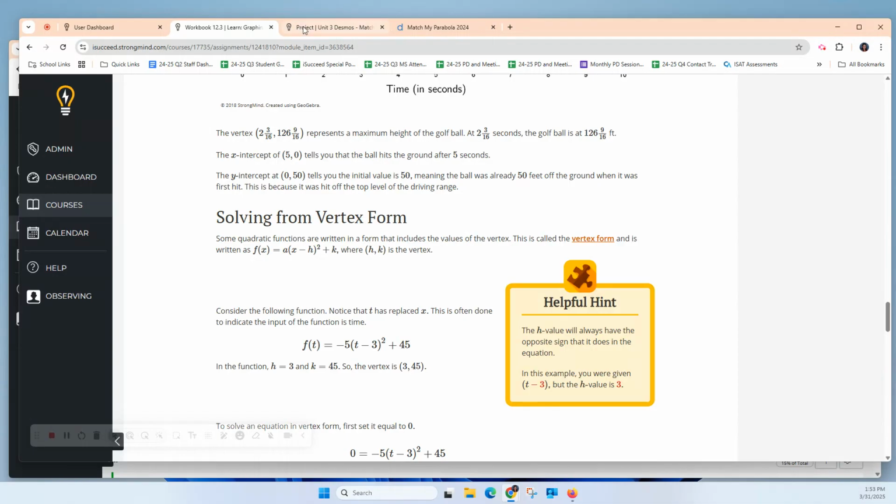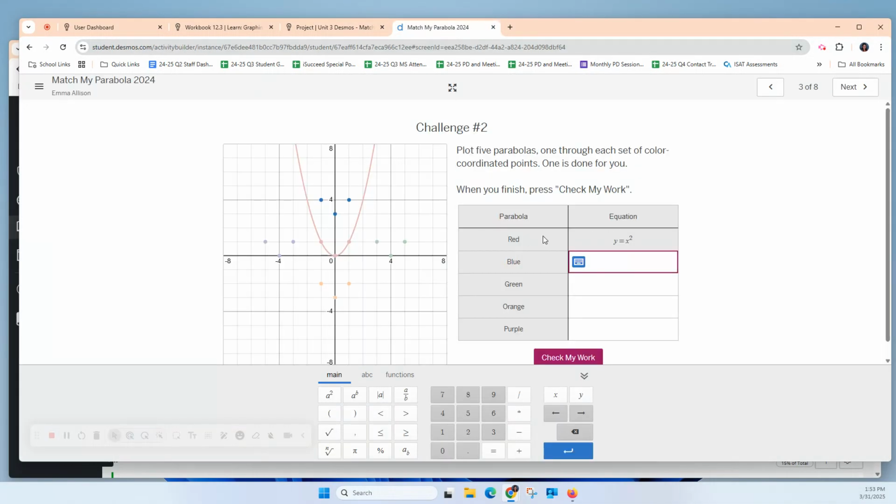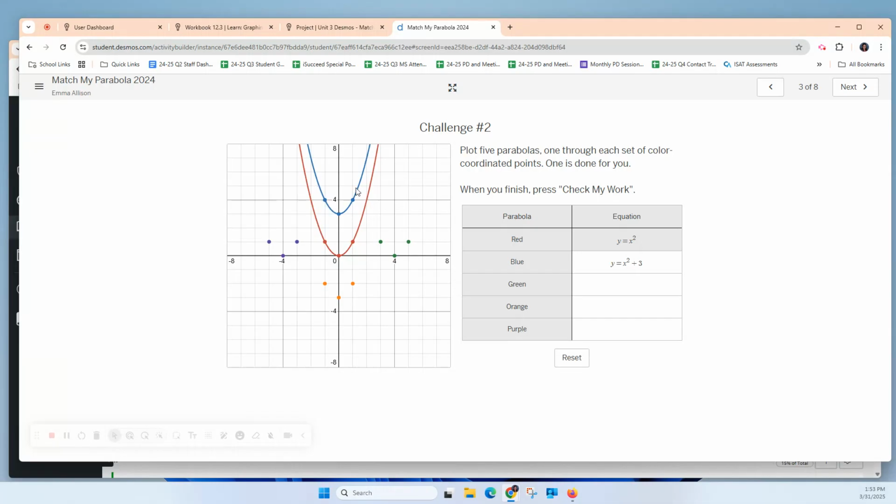Okay, so since I'm moving up and down, let's look at my first line here. My first one is blue. I need my vertex to go from 0, 0, the origin, to 0, 3. So if I was to do this one, I would say y equals x squared. Since my x is still 0, I went from 0, 0 to 0, 3, I'm going to leave it just as x squared because my h is going to be 0 in that equation. And then my k is going to be 3, so I'm just going to write plus 3. Then I can check my work, and sure enough, my blue line is going to go through all 3 of those blue points.